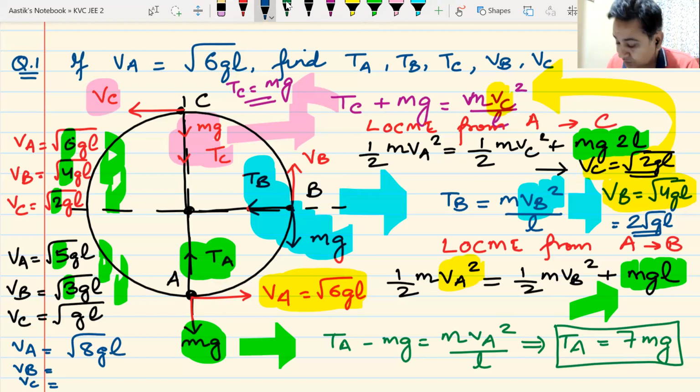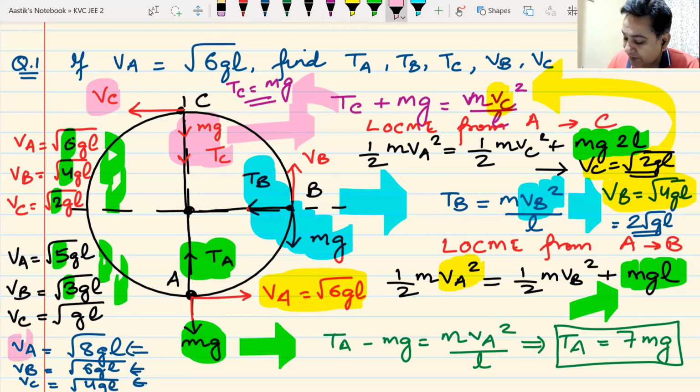Velocity at point B will be root over 6GL, and velocity at point C would be root over 4GL. Do we all understand this? Yes, sir. Can I have some raised hands from everyone that we understand the pattern and now we can straight away get the answer? Anyone? At the back and the front.